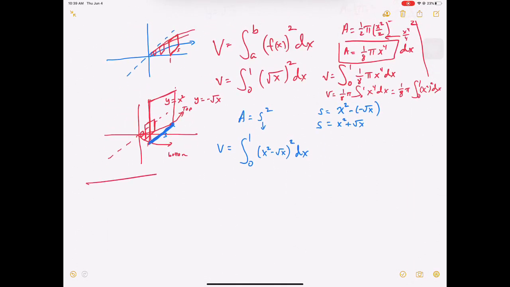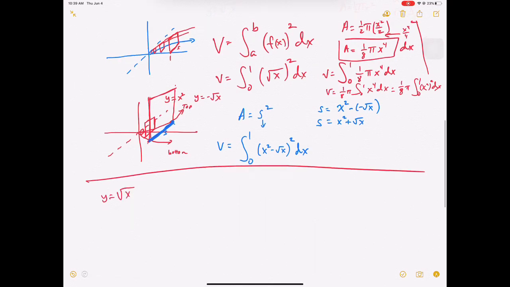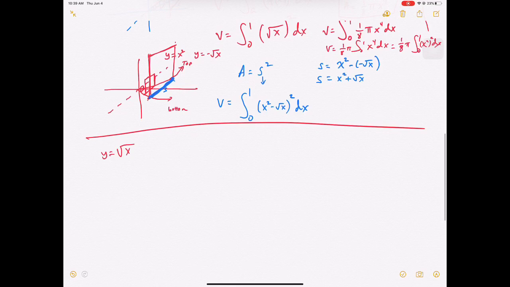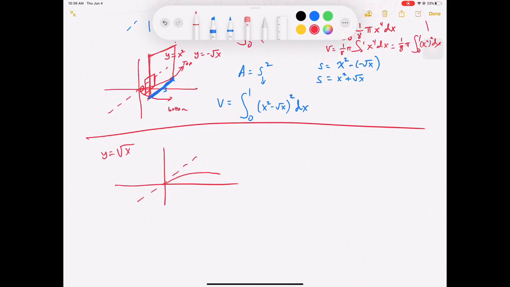So let's do our square root of x version with semicircles. We're building out semicircles. Let me draw this as best as I can. And we are going to build out semicircles. So that's my semicircle.